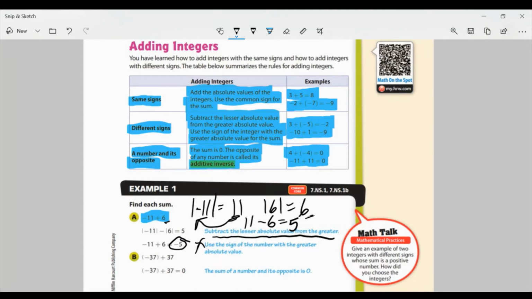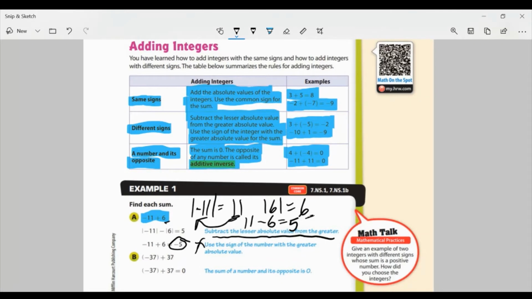Think of it in football terms. First play, you lose 11 yards, so you're negative 11 yards away from where you just were. The next play, you get 6 yards back. Well, you're still at negative 5 yards, still 5 yards from where you started. So you're negative. That's a real world scenario for this equation.